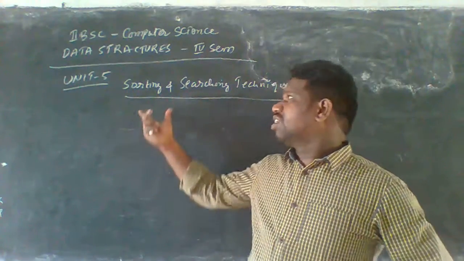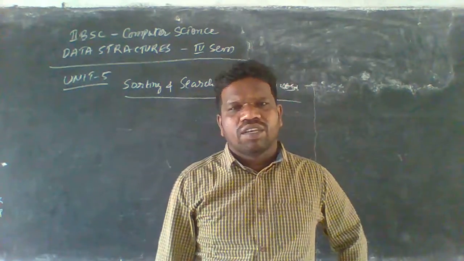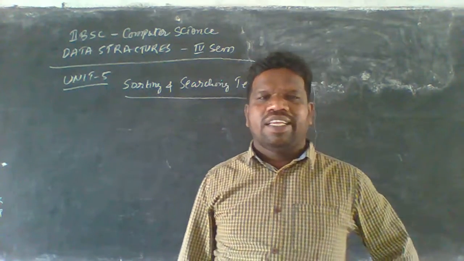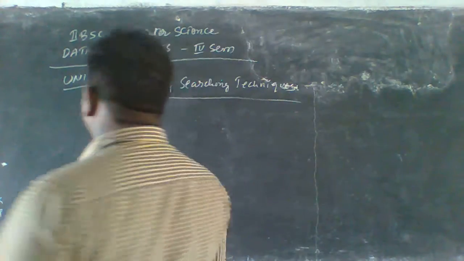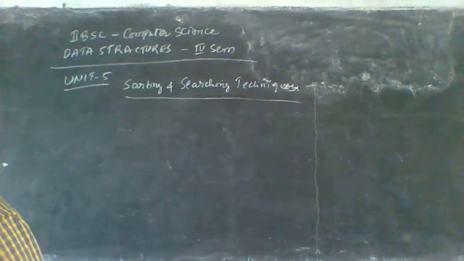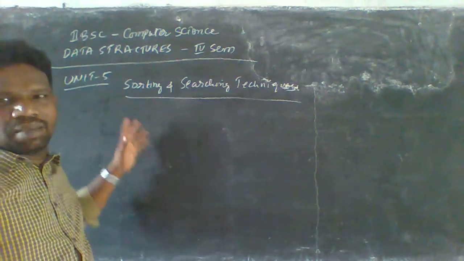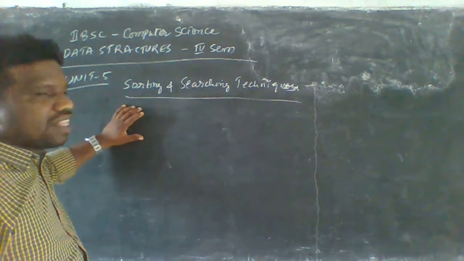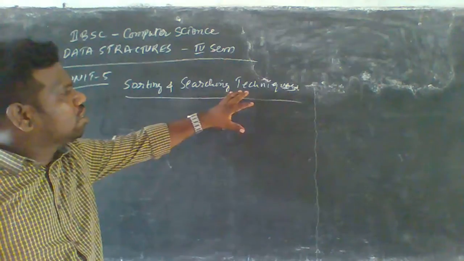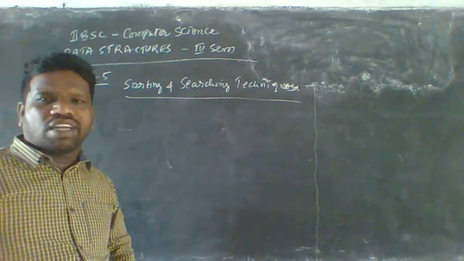What are the sorting and searching techniques? In this scenario, there are two types of searching techniques and six types of sorting techniques available here. So in total we have eight types of techniques. The first group is the sorting techniques, having six types, and the searching techniques, having two types.